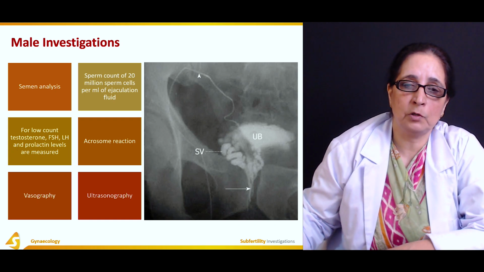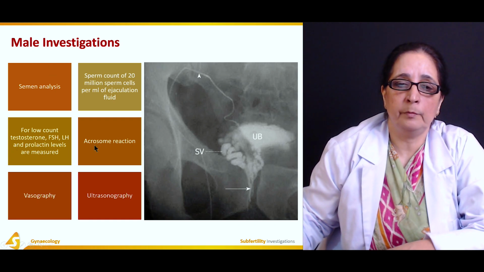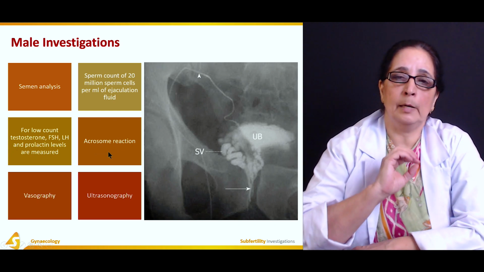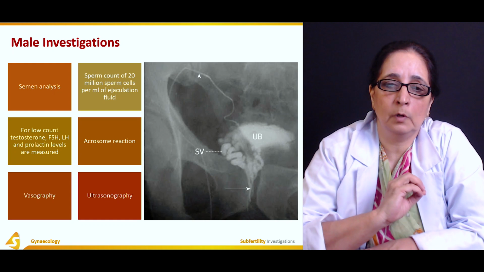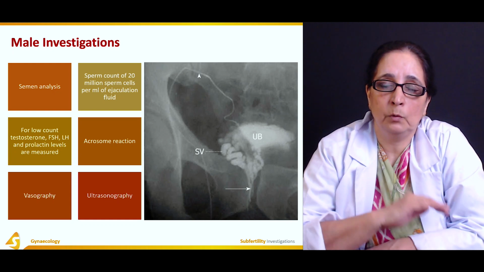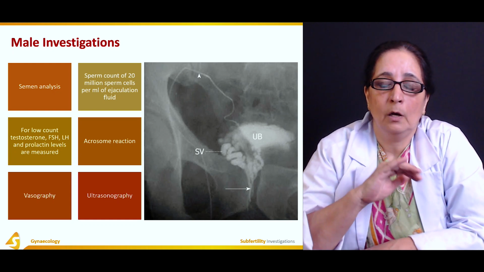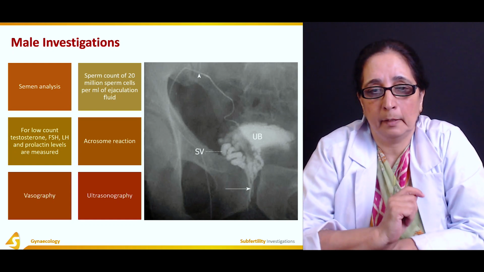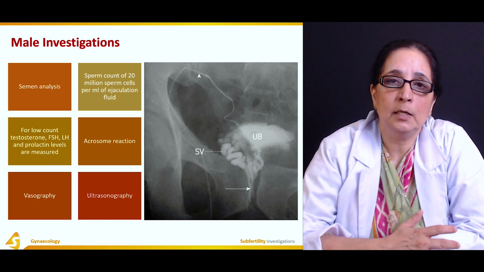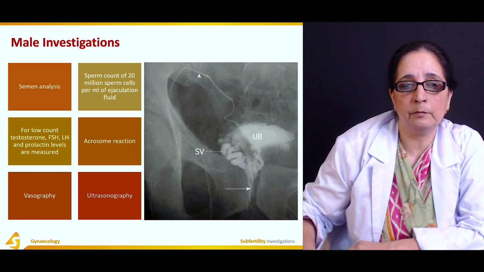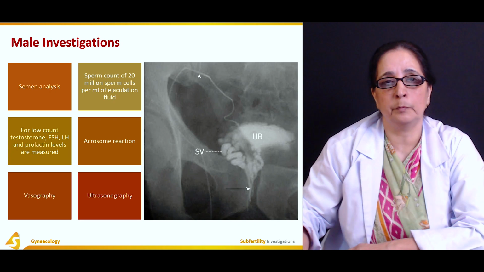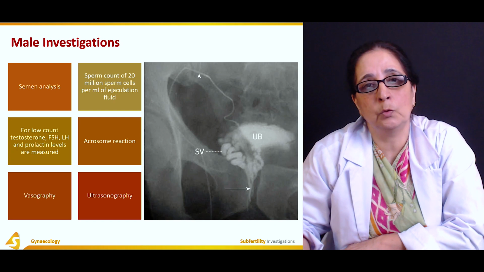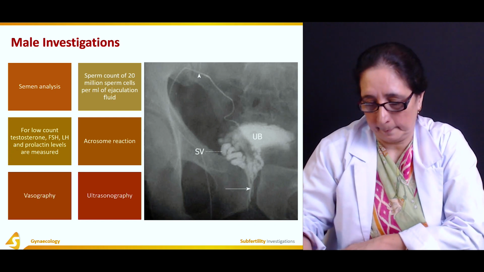And then the acrosome reaction. Acrosome reaction is the test done to find out if the sperms have enough strength to go through the ova, to pass through the outer covering of the ova, and penetrate the ova. So that's the acrosome reaction test, which is the ability of the sperm to fertilize the ova after crossing the outer layer of the ova.